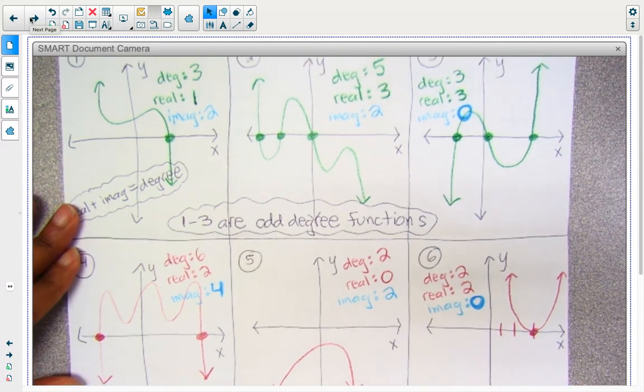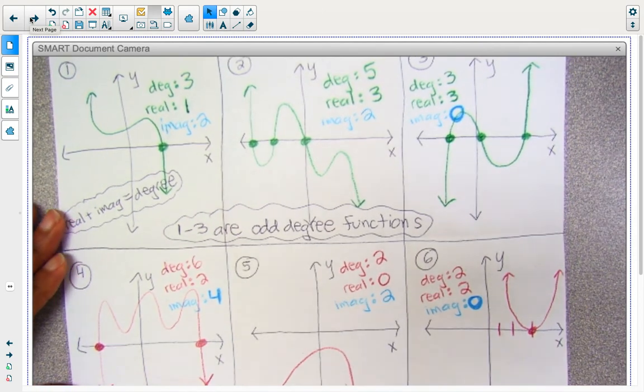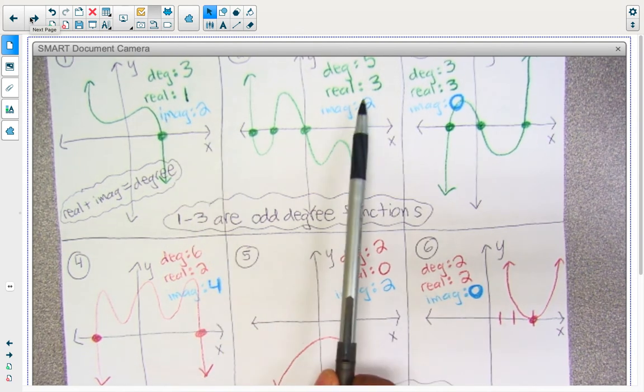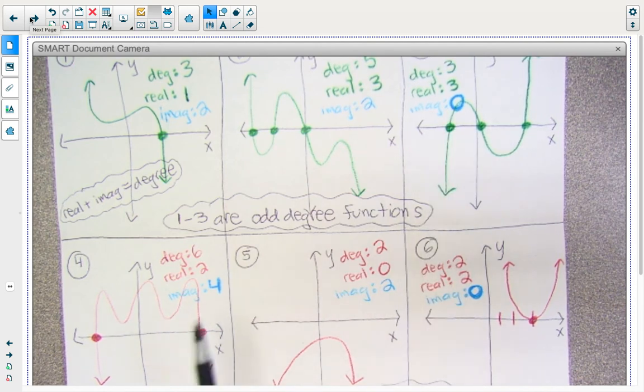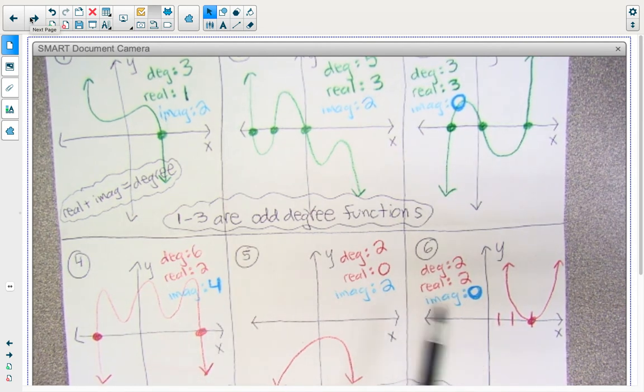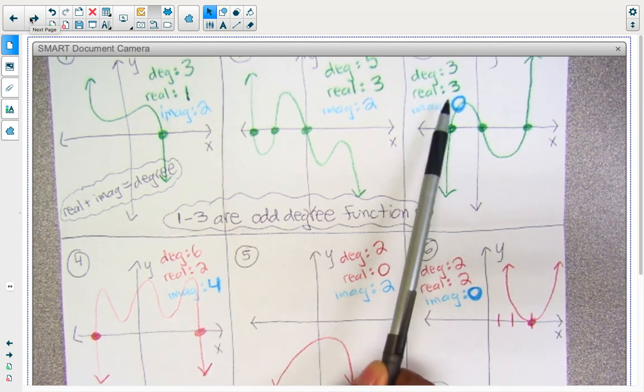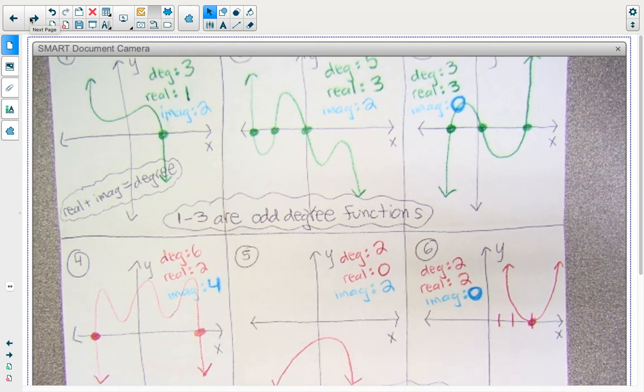And the last thing, because this has lots of different conceptual things and patterns that hopefully you notice. If you look at your imaginary solutions, 2, 2, 0, 4, 2, 0. These are all what type of number? Hopefully you said that they're all even numbers. You will never have an odd amount of imaginary solutions. So again, you will never have an odd amount of imaginary solutions.